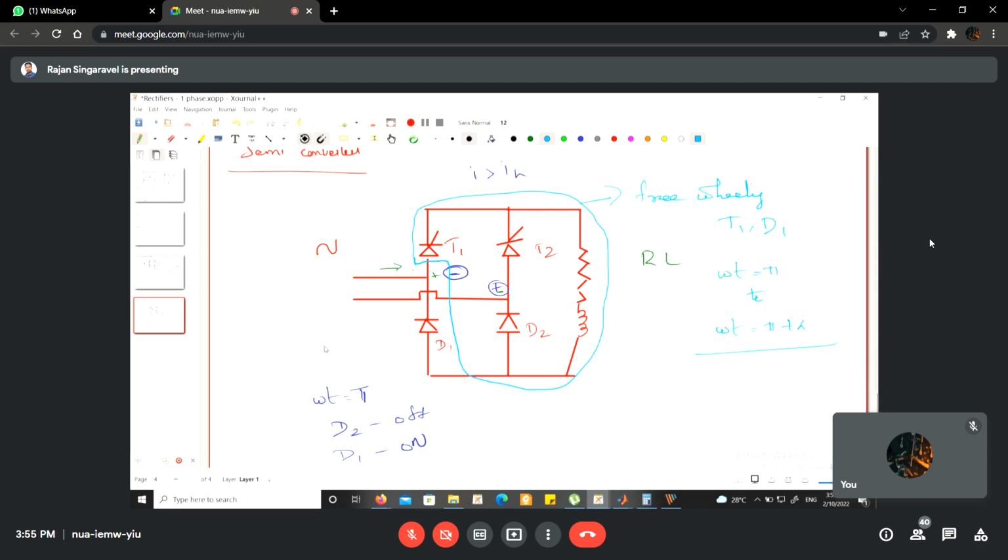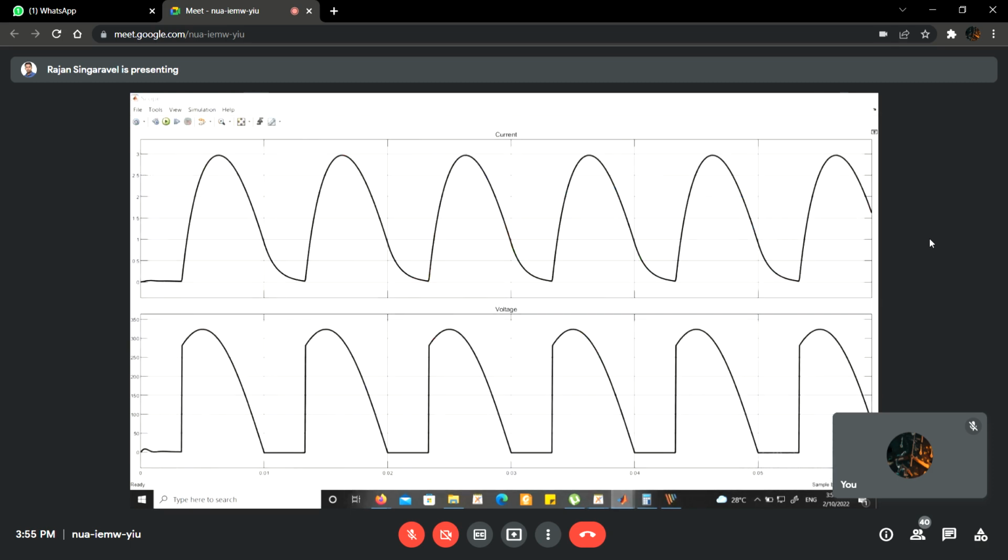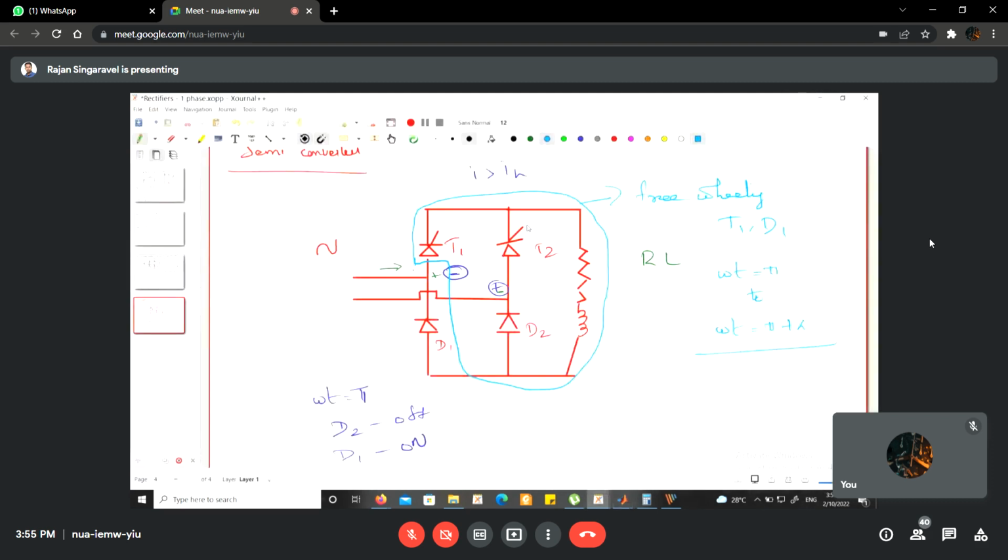That's why the current is still positive, and the current has not reached the zero value. It reaches zero only at the next pi plus alpha. Similarly, when you supply the next alpha, T2 and D1 will conduct, and at omega t is equal to 2 pi, D1 will be reverse biased, and during this condition, the current will be freewheeling through T2 and D2. Now this will be the freewheeling part.